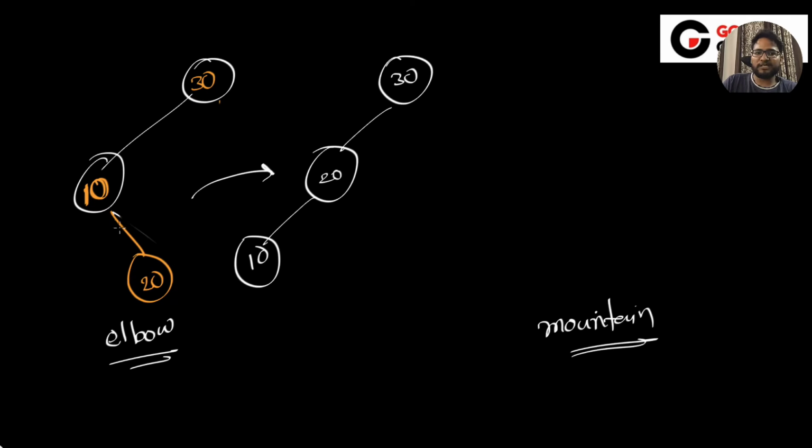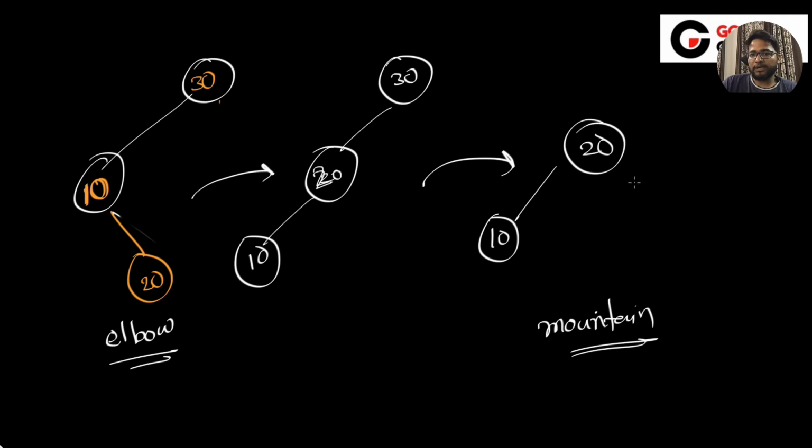Let me just exchange this 10 and 20 and let me actually just convert this to a stick. Okay, so I will just do one rotation and then I will convert. I know how to convert from a stick to a mountain. Then I will convert from a stick to a mountain. Then I will say that 20 will come on the top, and then 10 and then 30.